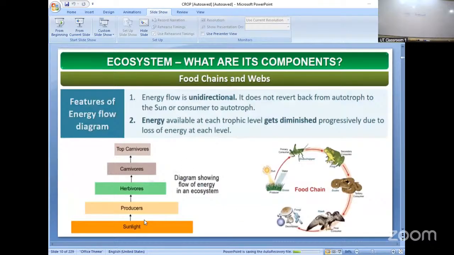Okay, and the energy, as you can see, is unidirectional. It is shown by the arrows. Unidirectional means energy flows to the next level, but it will not come back. So slowly and slowly it will get diminished, right? And at every level it decreases by 10%. Clear? So it is unidirectional. It will not revert back.